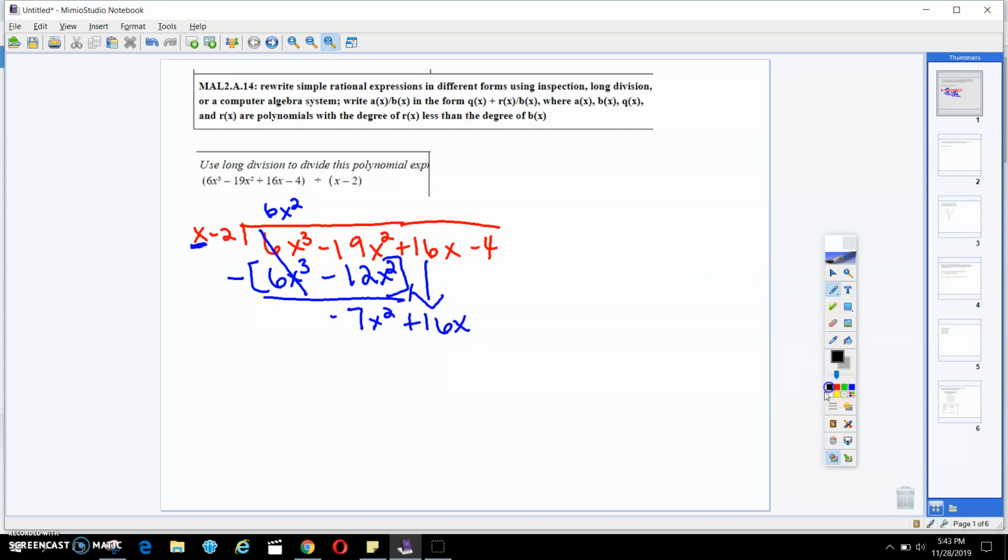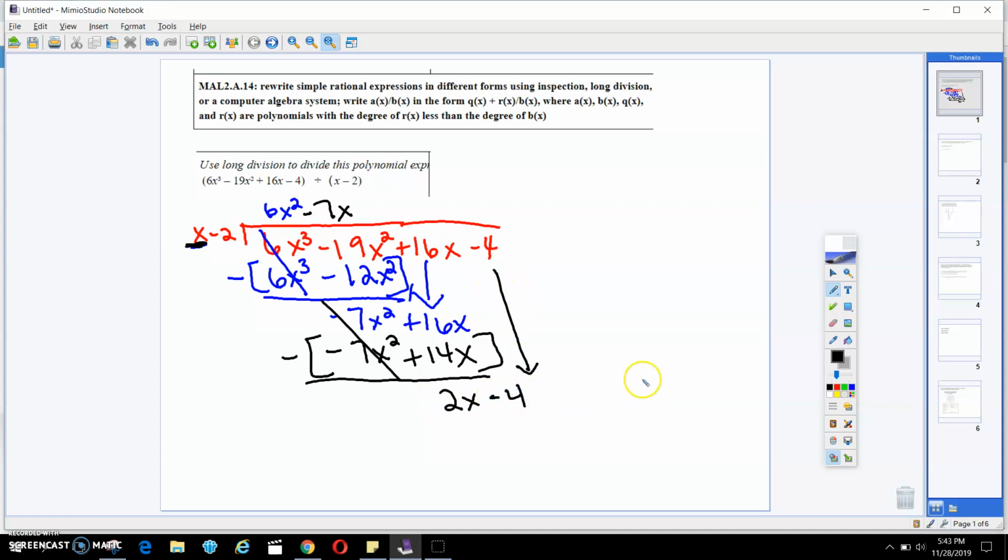All right, so now I'm going to take negative 7x squared and divide it by x. Negative 7x squared divided by x is going to give me negative 7x. Negative 7x times x is going to give me negative 7x squared. Negative 7x times negative 2 is going to give me a positive 14x. I'm going to change the sign, draw my line. Negative 7 minus negative 7 is going to give me 0. 16 minus 14 is going to give me 2x. And I'm going to bring this guy down. And I'm going to repeat this process until I run out of numbers.